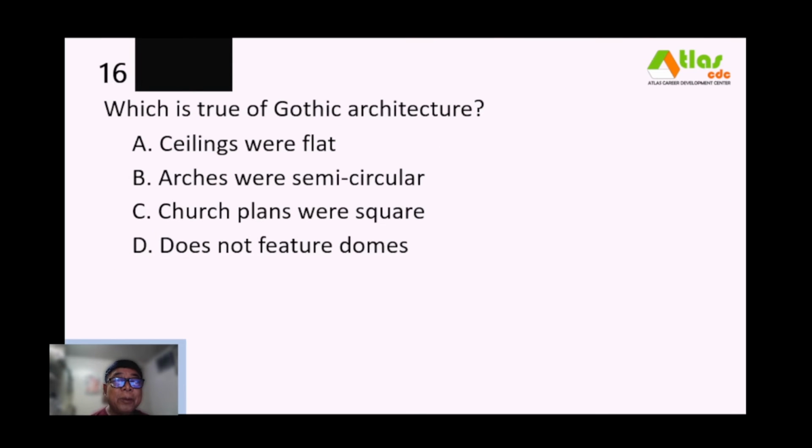16. Which is true of Gothic architecture? A. Ceilings were flat. B. Arches were semicircular. C. Church plans were square. And D. Does not feature domes.